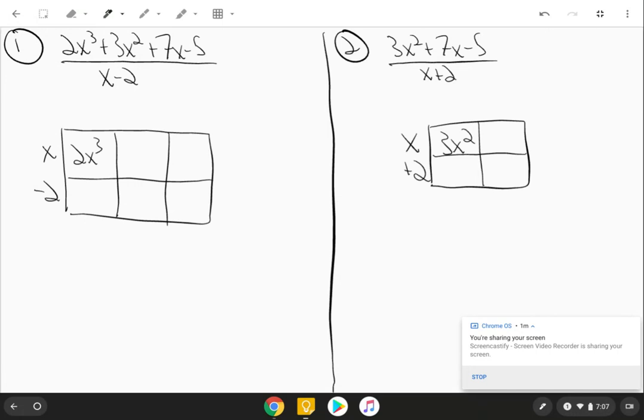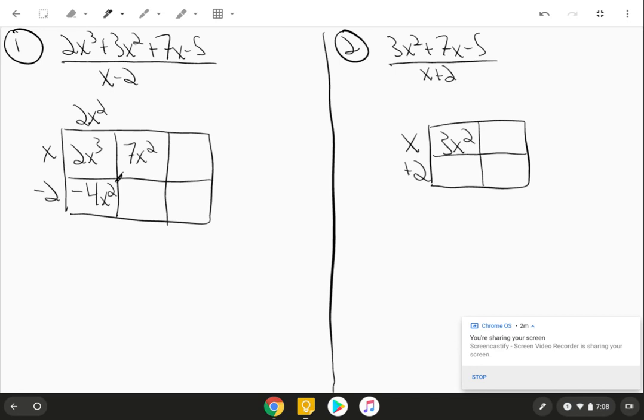So we know that x times 2x squared is 2x cubed. If we finish out the column, this will be a negative 4x squared. Negative 2 times 2x squared is negative 4x squared. For this diagonal, we need a positive 3x squared, but I have a negative 4x squared, which means that this needs to be a positive 7x squared. 7x squared and negative 4x squared combine to positive 3x squared.